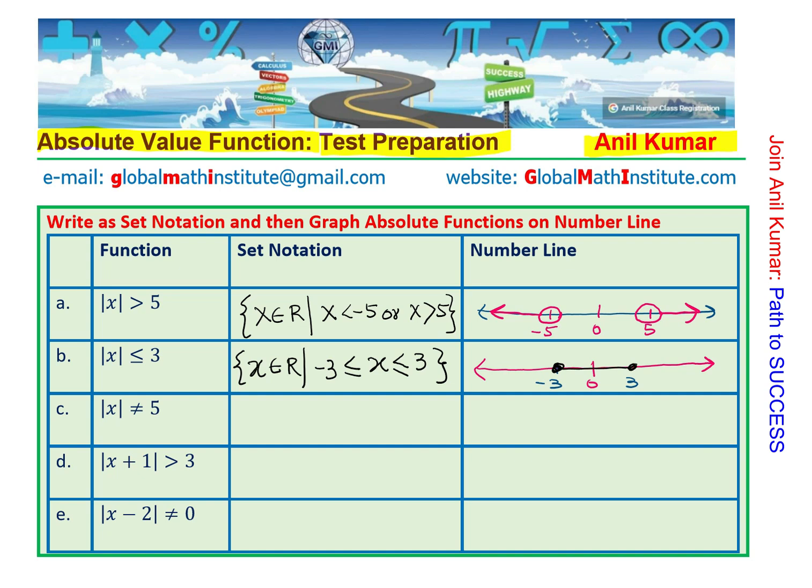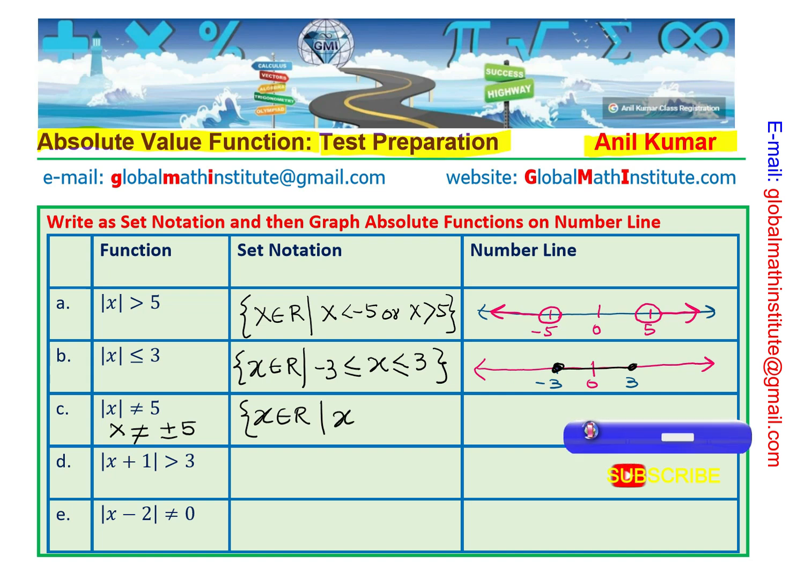Now we have absolute value of x is not equal to 5. It means that x is not equal to plus and minus 5. That is what it really means, right? So in the set notation, we'll write x belongs to real numbers where x is not equal to plus and minus 5, right? Because minus 5 will also be 5. Correct.